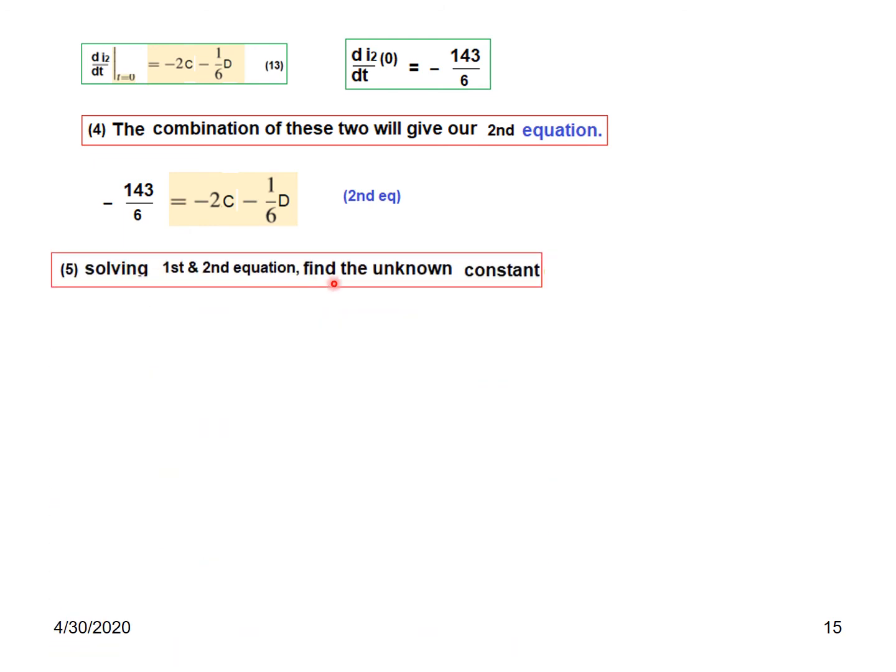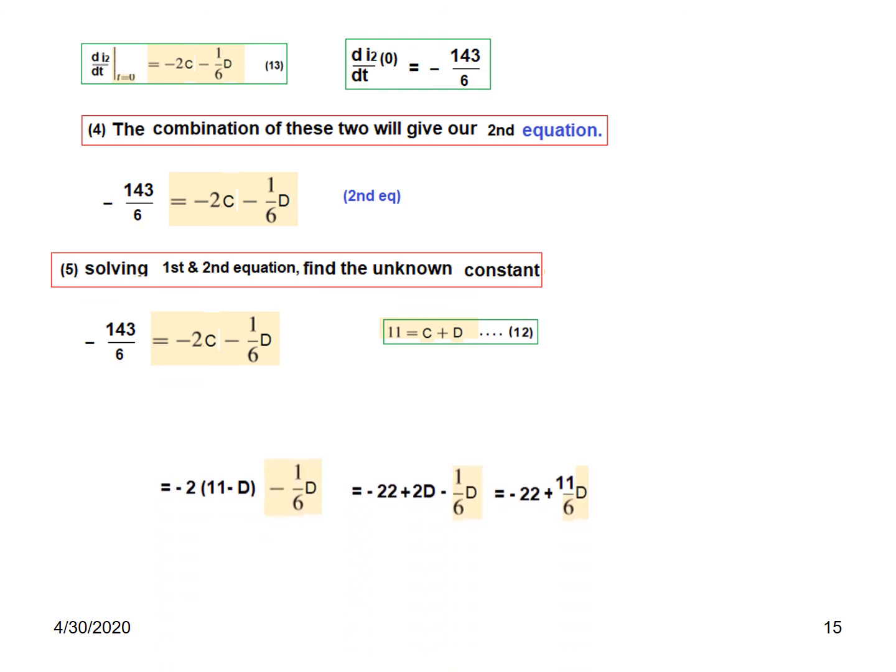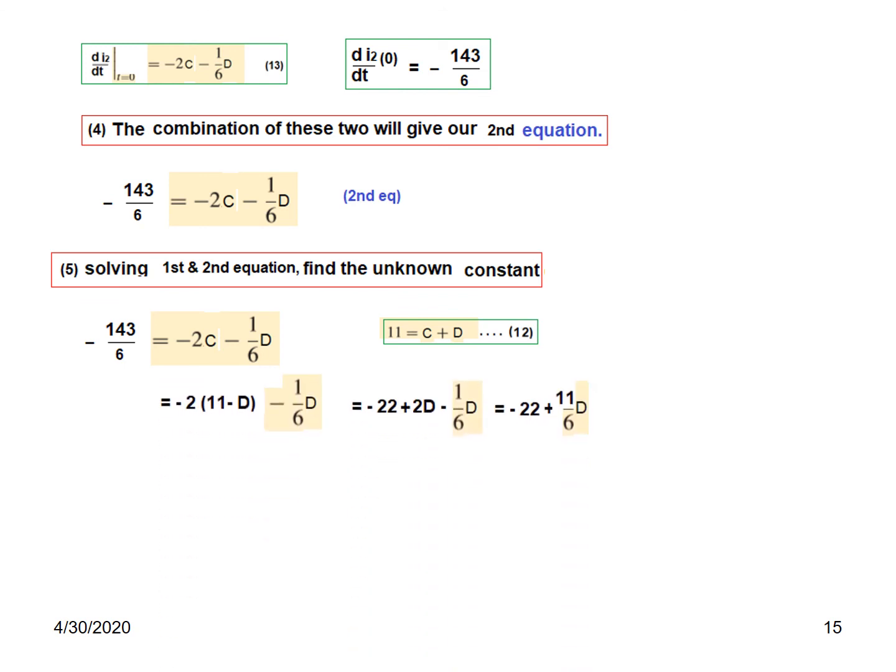And now solving first and second equation to find the unknown constants. So we'll solve, this is the second equation and this was our first equation. So we just plug in the value of c from here to be 11 minus d. So you can see 11 minus d, and solving we find 11 by 6 d is equal to minus 11 by 6, and so from here the two terms get cancelled, that means d is equal to minus 1.